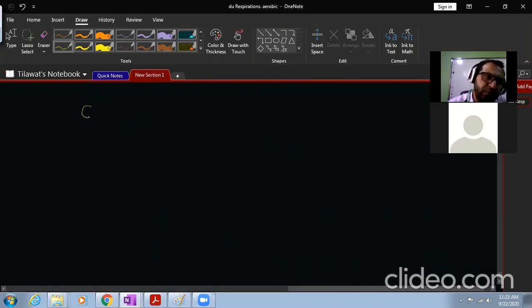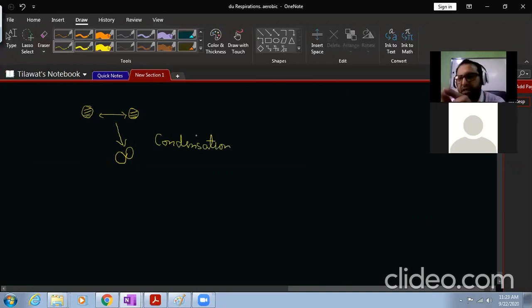For example, this is one monomer, right? And this is another monomer. Okay? When these two monomers are joining together, definitely they will join together and they will form what? A large molecule called polymer. So when they are joining together, this reaction is called what? Condensation. The reaction in which two monomers join together is called what? Condensation.